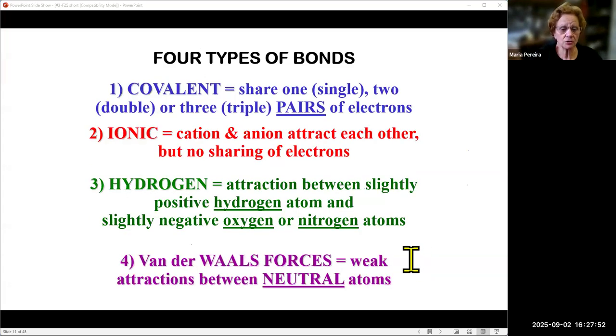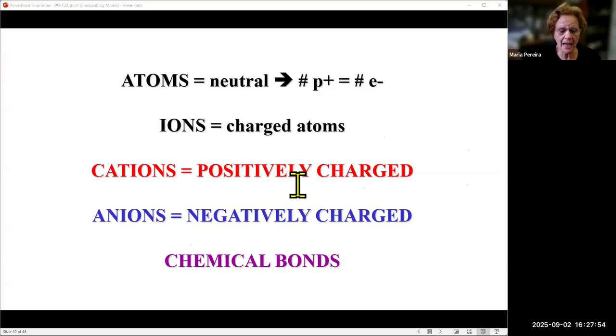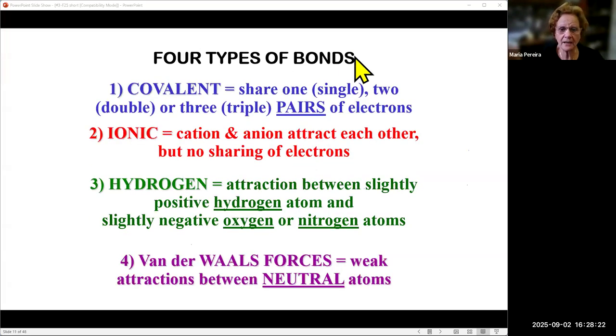Okay, so these ions that are charged atoms can attract each other or be shared to form chemical bonds. So chemical bonds are dependent on charged atoms, on ions. This is also important to form molecules. Molecules are formed by more than one atom. So there are 4 types of bonds that can form molecules.